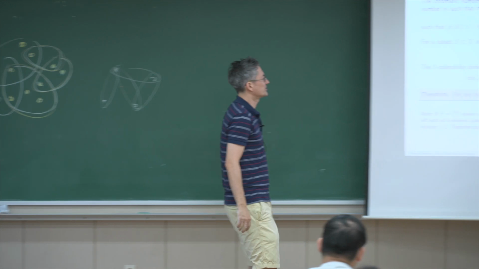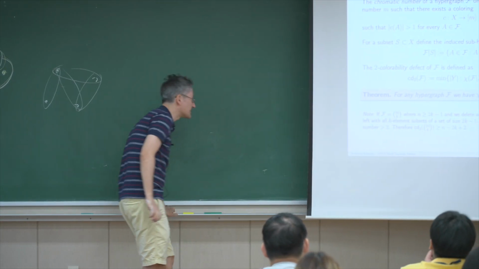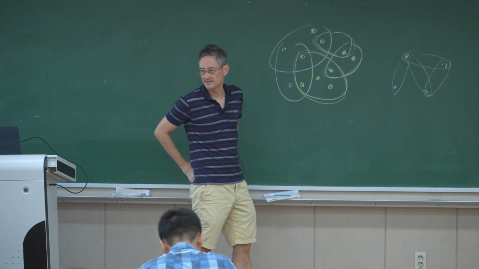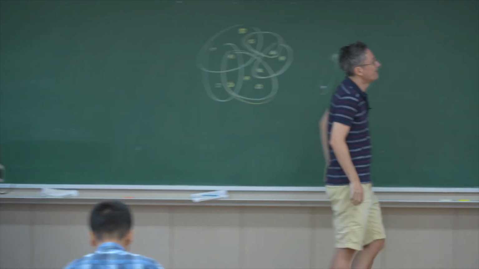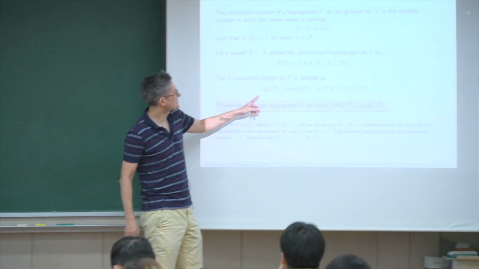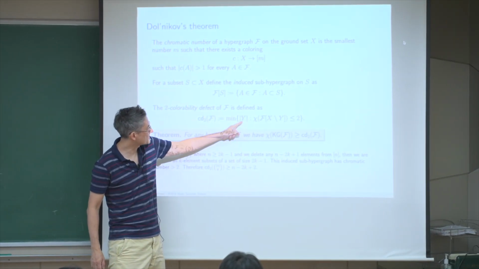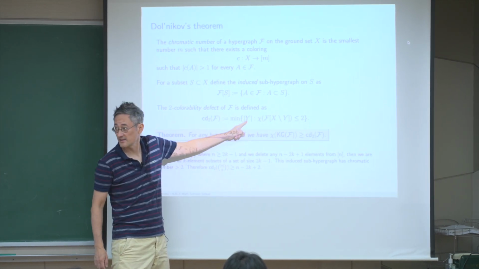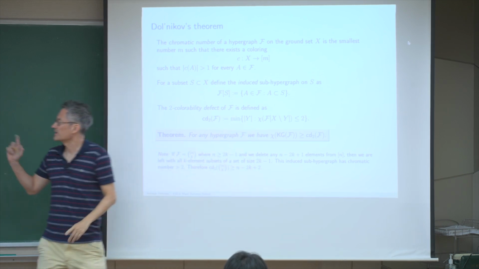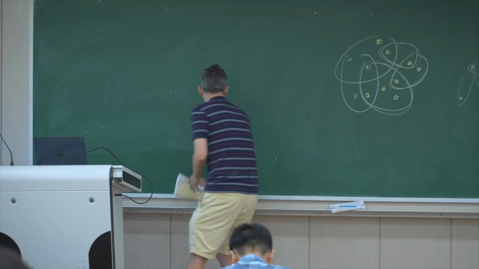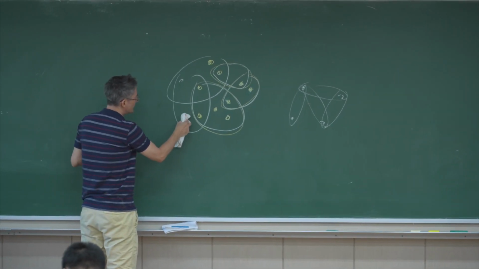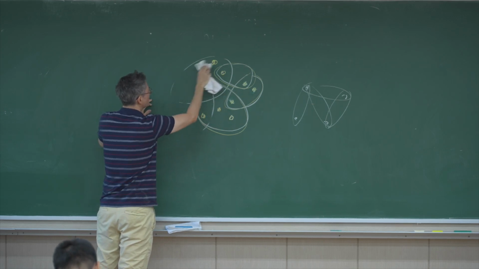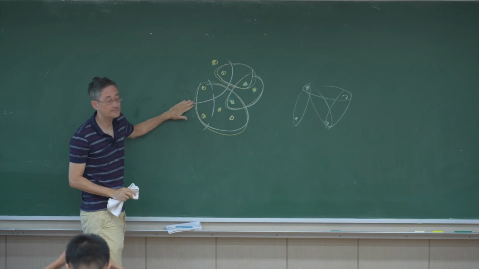And here comes a strange parameter. It was Dolnikov who introduced this, and it's called the two-colorability defect of F. It is the smallest number so that if you delete that many vertices from your graph... So wait, another way of thinking of the induced subhypergraph is you simply delete those vertices, but you also delete every edge that contained any of those vertices, like this.